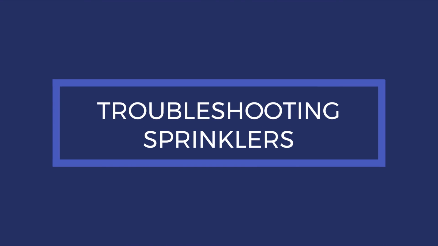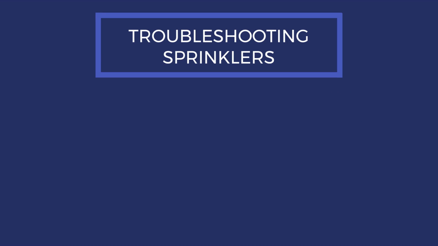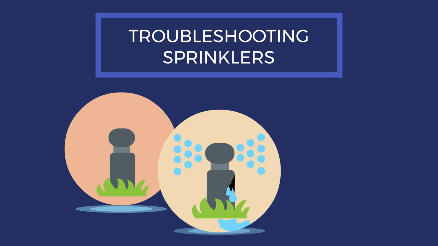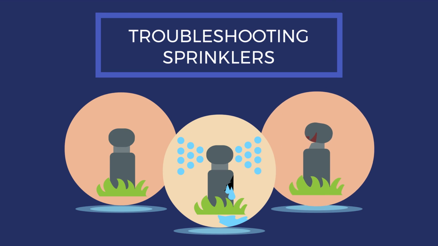Troubleshooting sprinklers. The most common irrigation system problems associated with sprinklers are coverage problems, leaks at individual sprinklers, and obvious sprinkler failure.